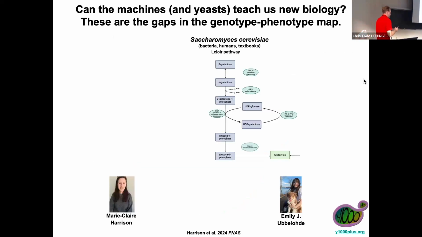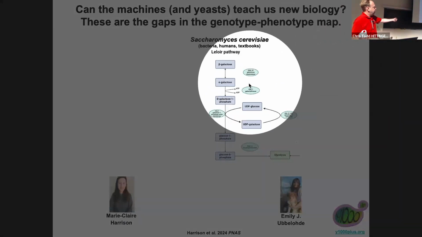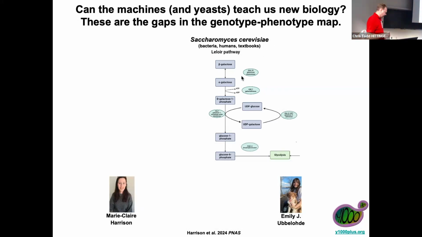So there's a gap in the yeast genotype-phenotype map. We're not able to predict a phenotype from a genotype that we should be able to predict, right? So what is that gap? Well, a gap in the genotype-phenotype map is an opportunity to discover new biology. And so here is the Leloir pathway that's used in bacteria, humans, and textbooks, right? It's got those three genes we talked about earlier, GAL7, 1, and 10. But there must be another way that they're able to use it.